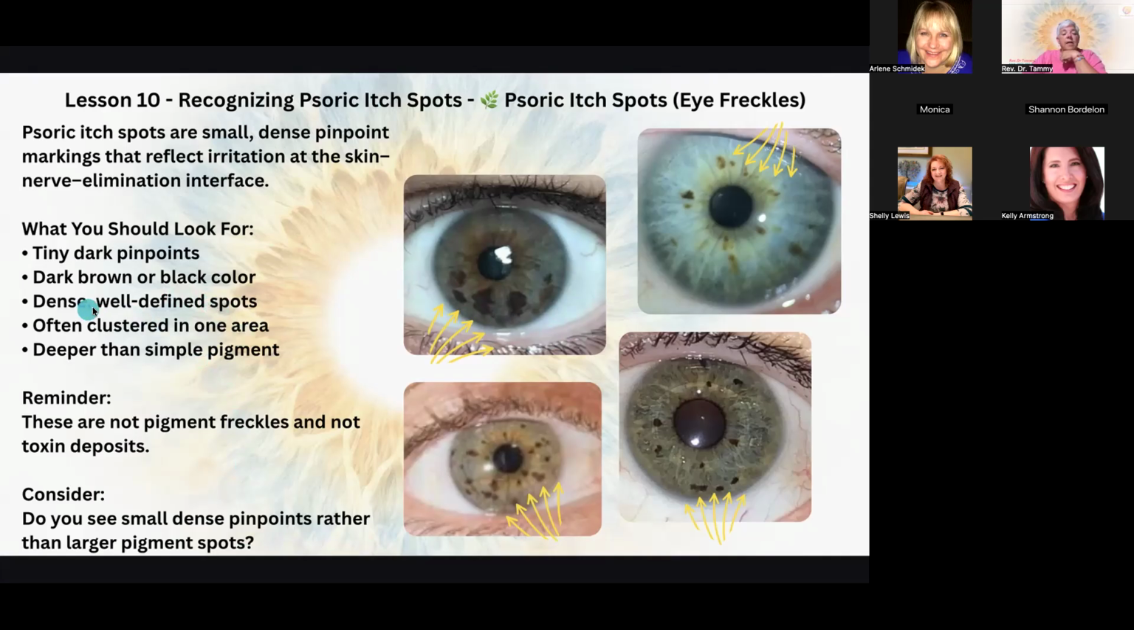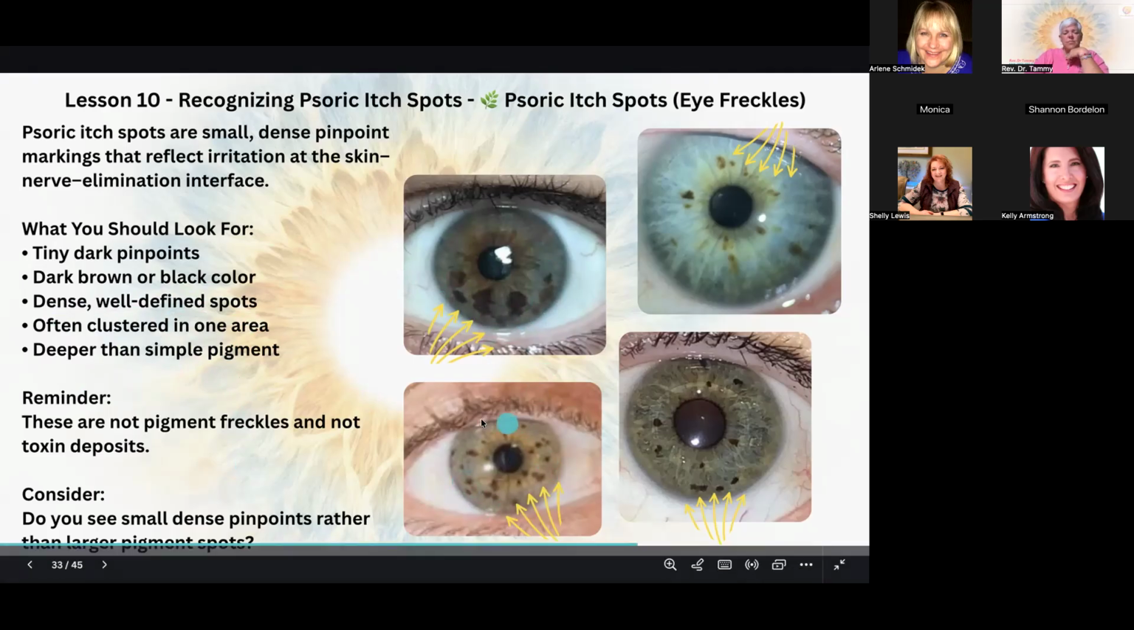So depending on the color, dark brown or black, and this is going to be in your PDF. Dense, well-defined spots, often clustered in one area, deeper than simple pigment. So you can see that this one is kind of in one area. Same for this person. This one's kind of scattered throughout, and this one's kind of scattered throughout.